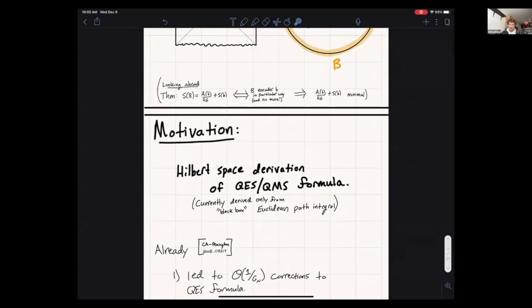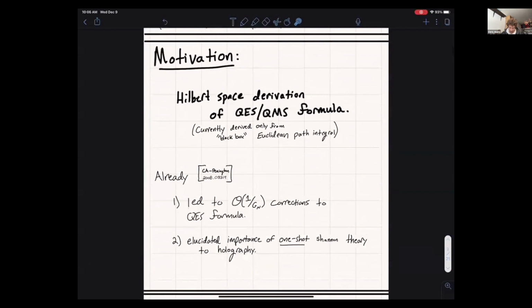So why do this? The basic motivation is that we want some sort of Hilbert space derivation of the quantum extremal surface or quantum minimal surface formula. I don't have to tell y'all that it's a very important formula for holography, but currently it's derived only from the Euclidean path integral, which is great, but it's sort of a black box that gives us nice answers that we like, but without telling us exactly why they're right. So this would be a way of understanding the quantum extremal surface formula.